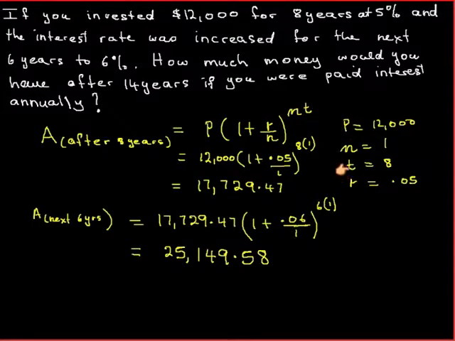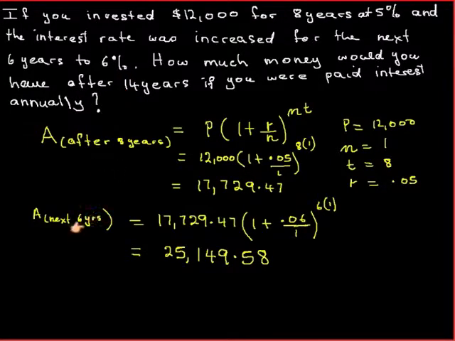Make a list of all the information given. Principal was $12,000. It was paid annually, once a year, so n is equal to 1. You want to figure out how much you earned at 5% for 8 years. So t would be 8 and your rate is 0.05. Plug all the numbers here, 12,000 times 1 plus 0.05 divided by 1 raised to the power 8 times 1, and you get $17,729.47.